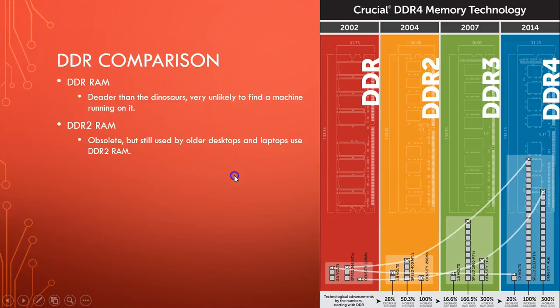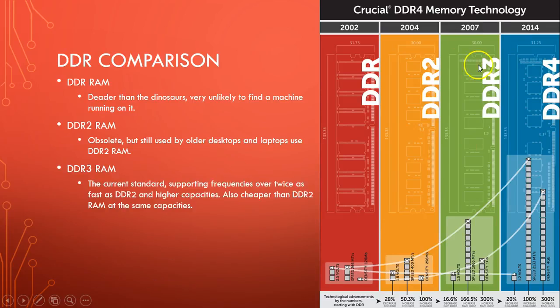However, most computers are going to be using DDR3, which is the current standard, which supports frequencies over twice as fast as DDR2 and higher capacities. Also, it's cheaper than DDR2 when you compare it at the same capacity. And part of that is because it's so widely used.